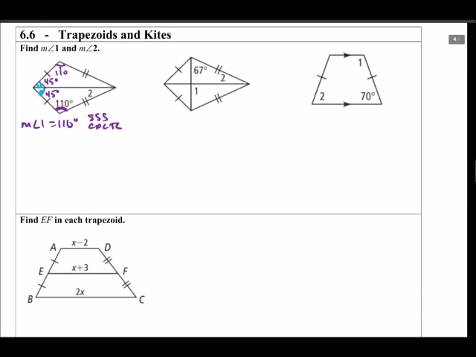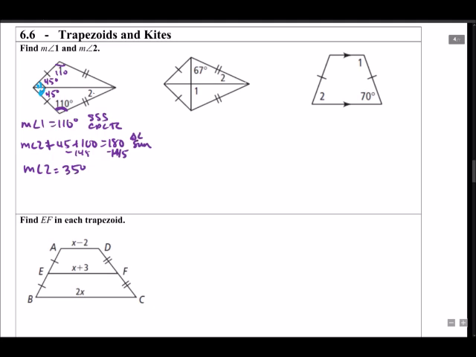So how am I going to find the measure of angle 2? Measure of angle 2 plus 45 plus 100 equals 180. That's our triangle angle sum theorem. And so I subtract 145 from both sides. And the measure of angle 2 is going to be 35 degrees. So that wasn't too bad.